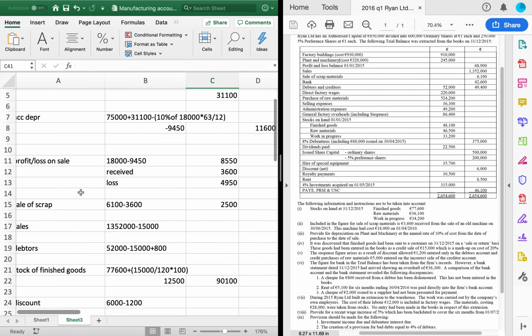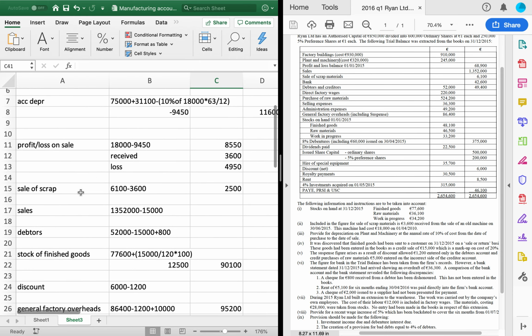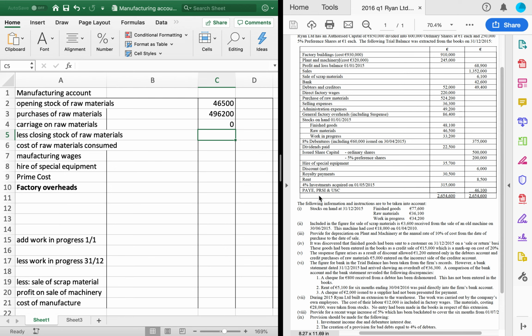So stock of finished goods is, of raw materials, there's no working on that. So for raw materials, 36,100. So just like any question, it's opening stock plus purchases plus carriage in minus closing stock, and that gives us our answer of 506,200.